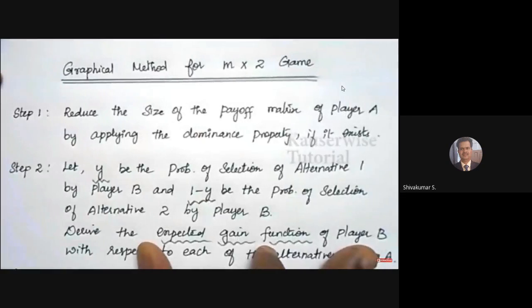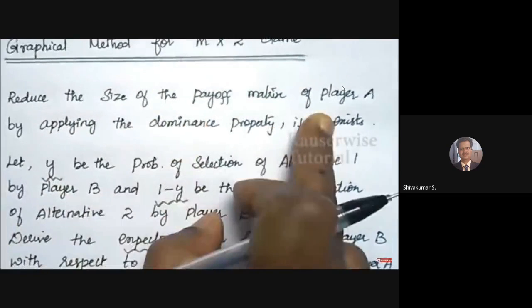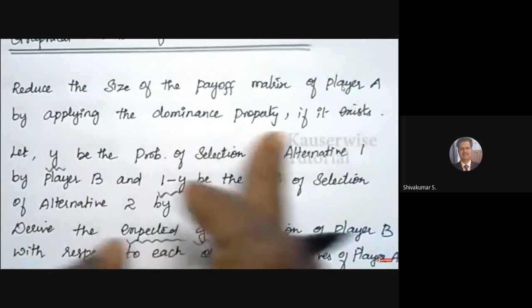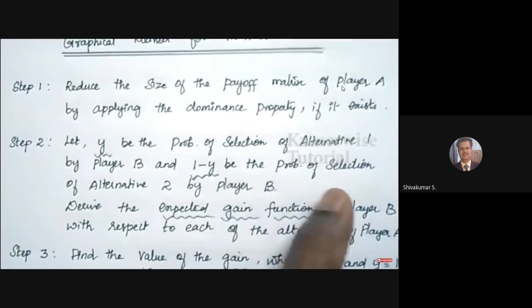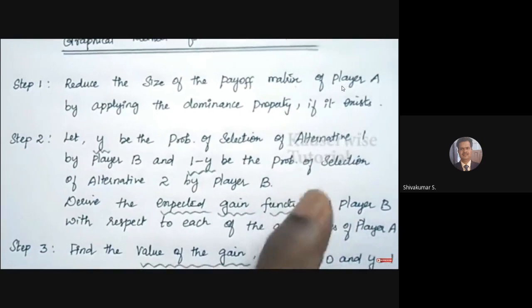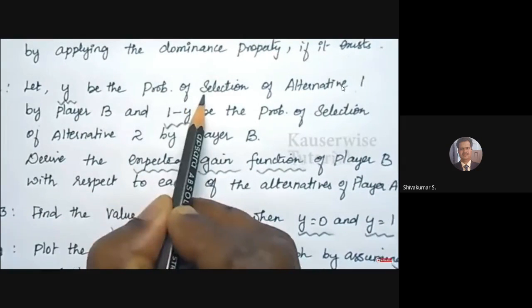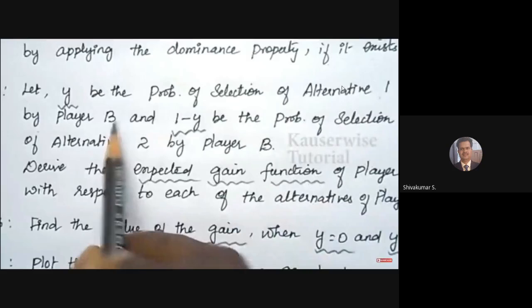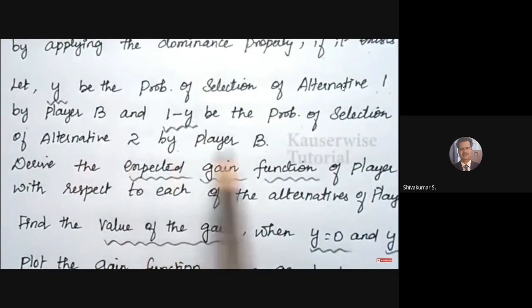Look at the algorithm. The first step is reduce the size of the payoff matrix of player A by applying the dominance property if it exists. So we couldn't reduce any number of rows. Now we are going to see step 2. The second step is let Y be the probability of selection of alternative 1 by player B and 1 minus Y be the probability of selection of alternative 2 by player B.